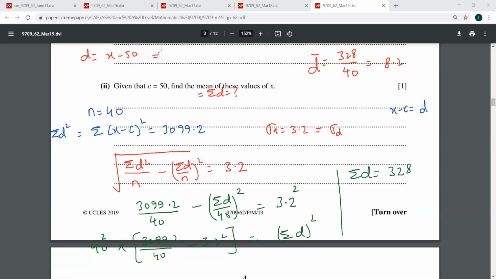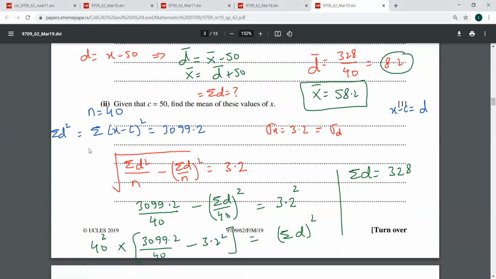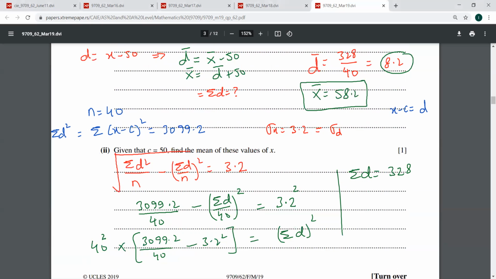Now we have that d equal to x minus c, and he's giving this c as 50. So this implies that the mean of this coded data is going to be the actual mean minus 50. If you want to find the actual mean, that would be the coded data's mean plus 50. So you add 50 into this, and that will be the mean, 58.2. That is how you find the mean, and this question ends here.